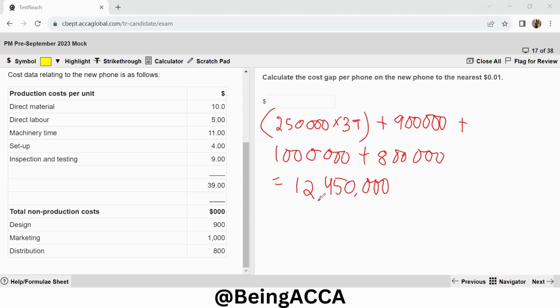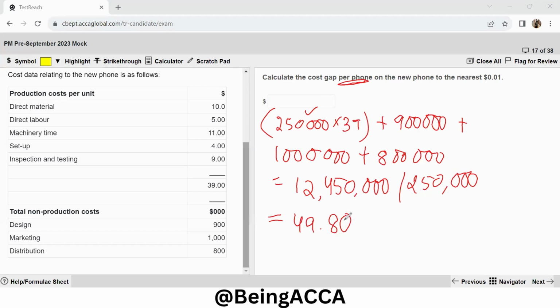Now, if I divide this by my total number of phones, which is 250,000, I will get total cost per phone. I am working to per phone because this is what my requirement has asked me to do. So I will divide this by 250,000. And with this, I will get the per phone cost will be 49.80. Right.